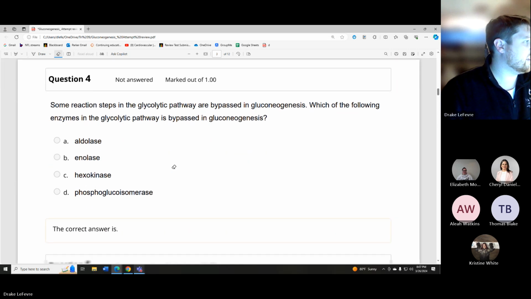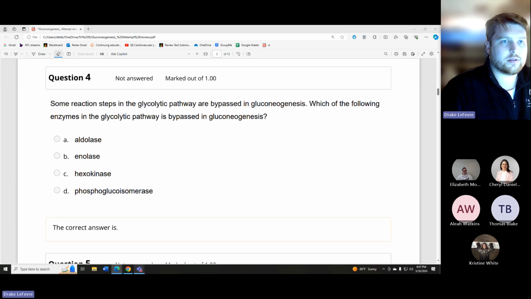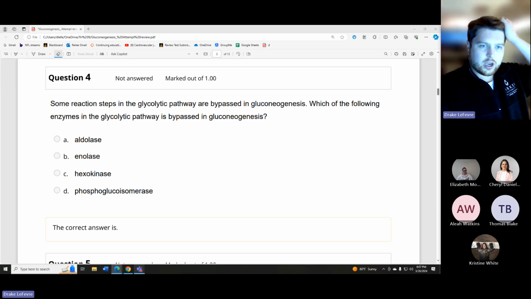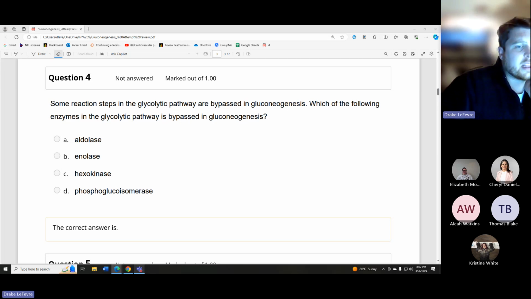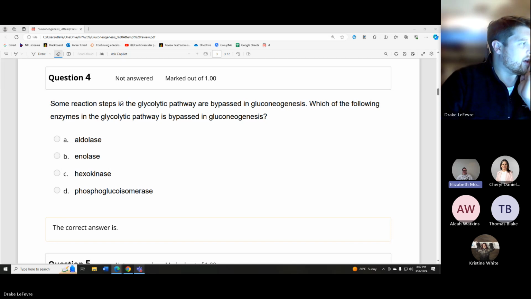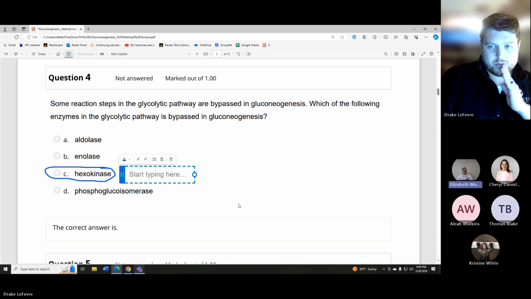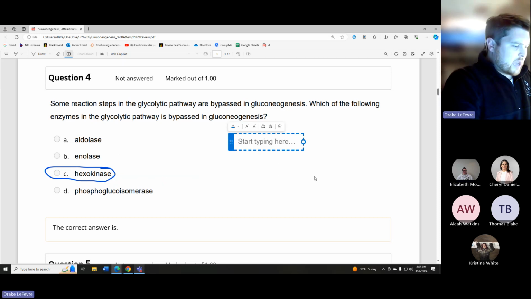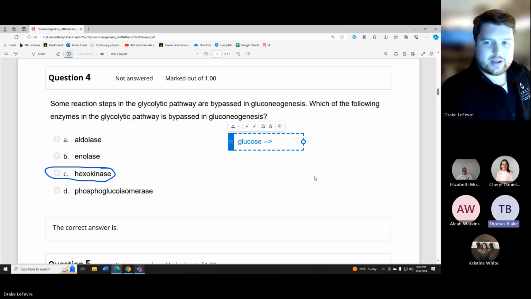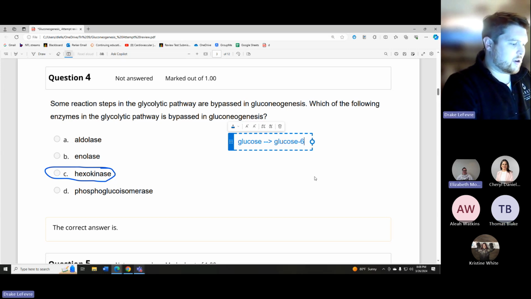Some reaction steps in the glycolytic pathway are bypassed in gluconeogenesis. Which are the following enzymes? Again, this should be a quick one. Well, the only one there that we just talked about is hexokinase. Exactly, hexokinase. And what's the enzyme that replaces hexokinase? Actually, first, let's do this. Hexokinase turns glucose into what? Glucose 6-phosphate, right?